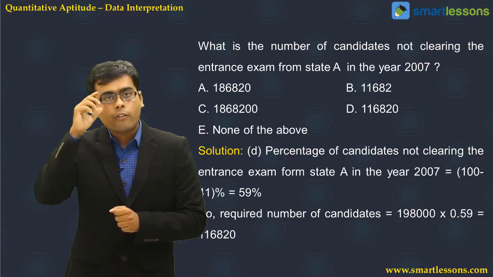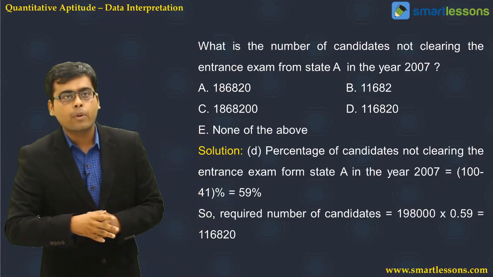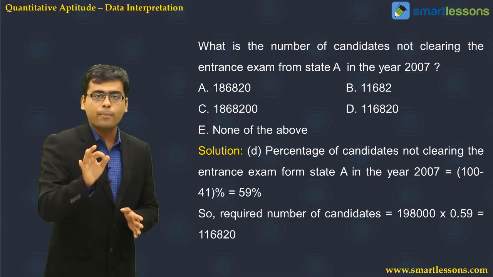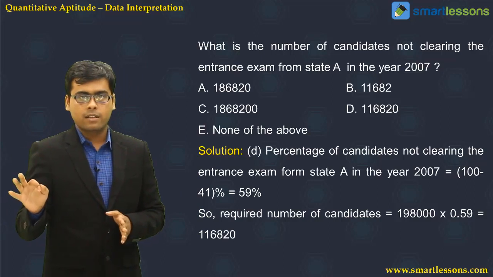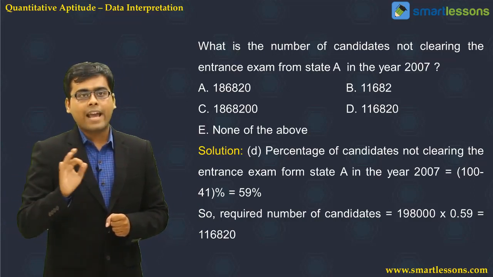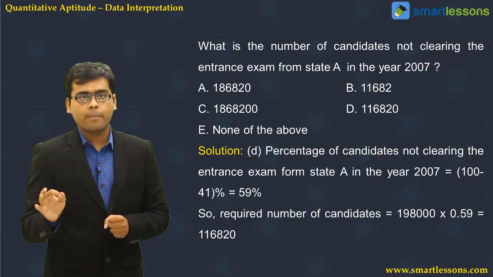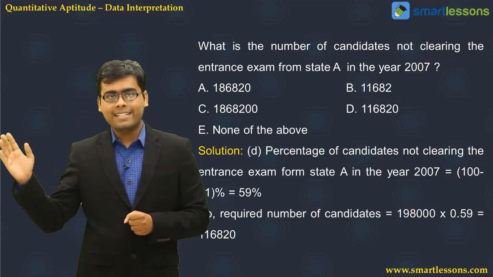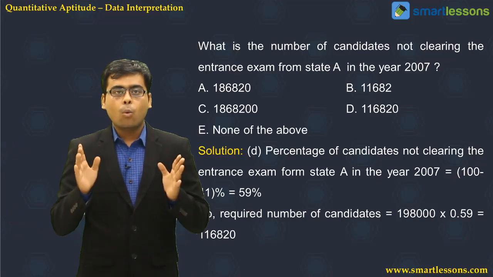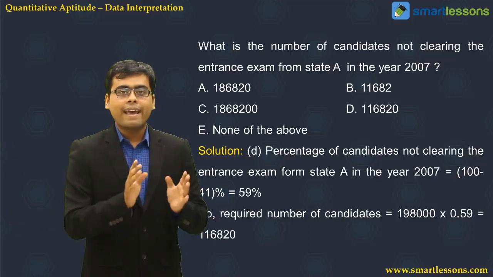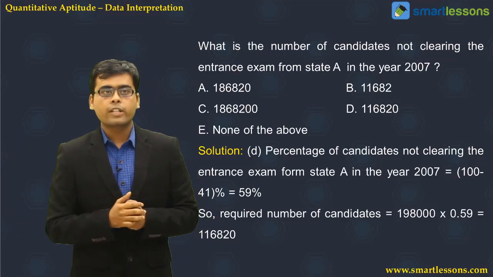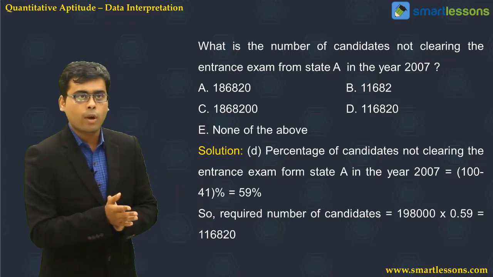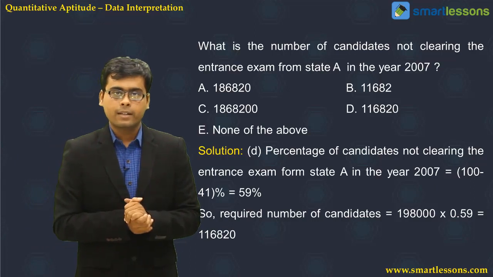So the total number of candidates appeared in the exam in 2007 from state A was 1.98 lakhs. So number of candidates could not qualify the exam would be 59% of 1.98 lakh, that is 1,16,820. So which option is correct? Option D is the correct one, because that gives 1,16,820.